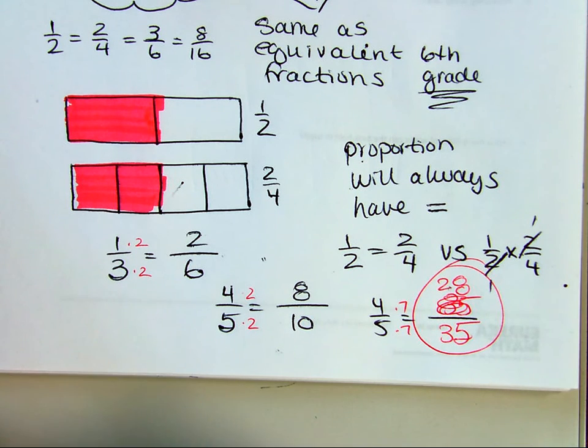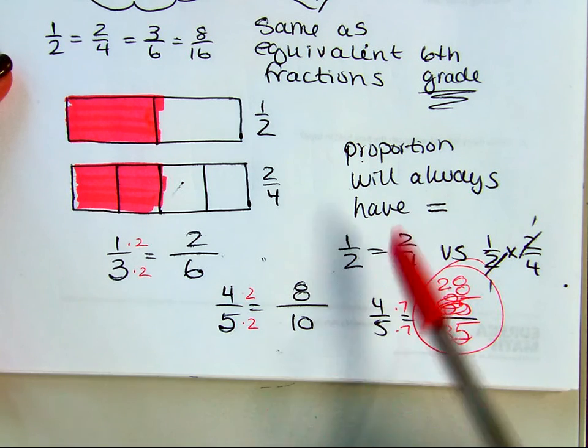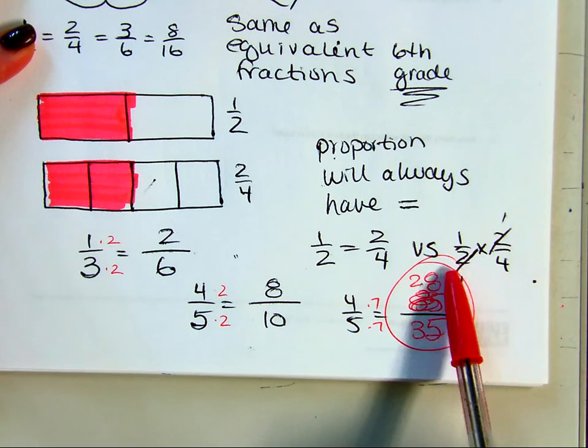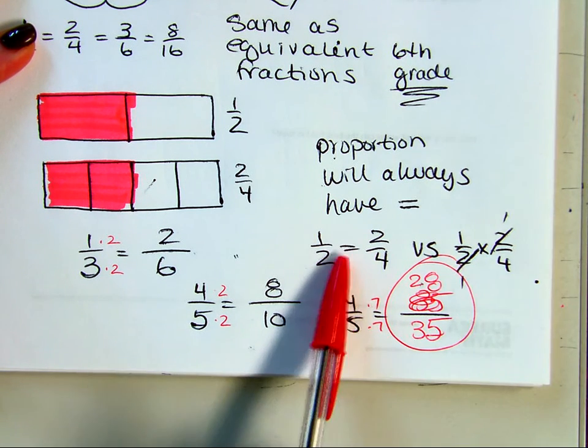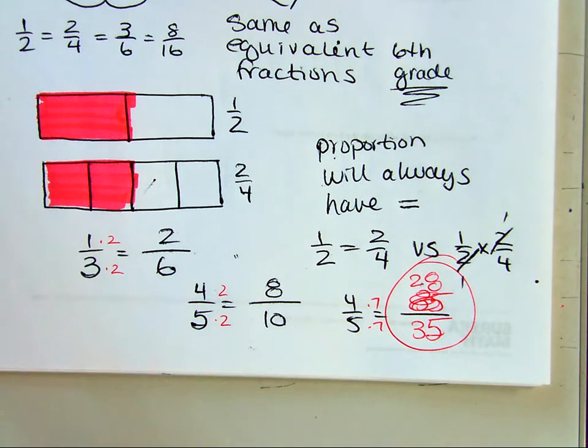You can cross cancel when you're multiplying, but not with the equal sign. So no cross canceling for this, okay? Because they're two separate amounts, all right?